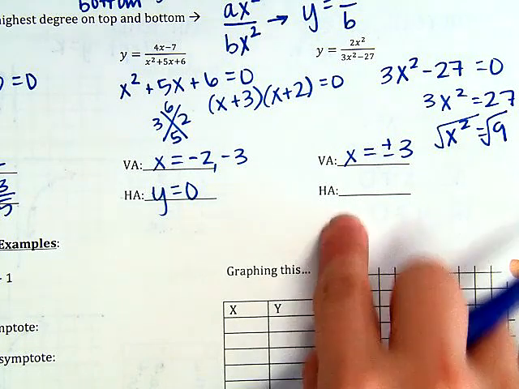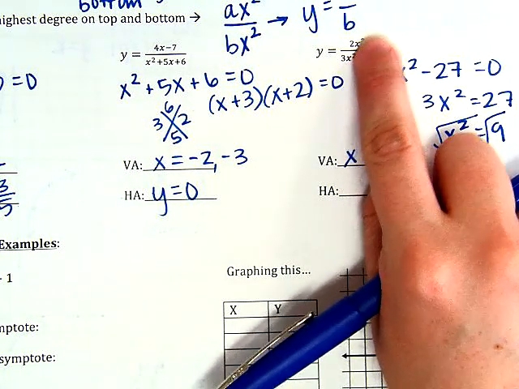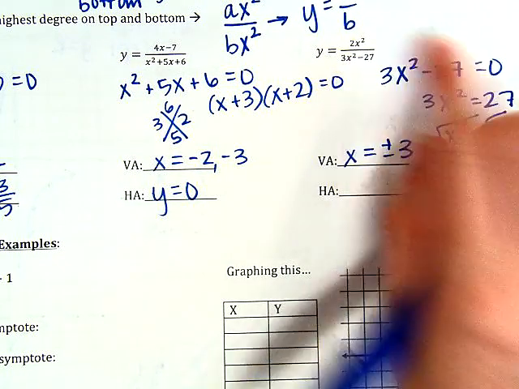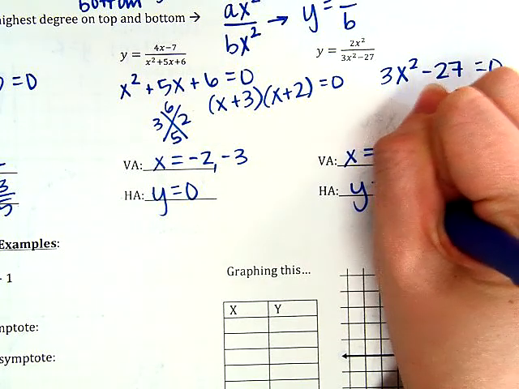Horizontal asymptote, my highest power is an x squared. It's on top and on bottom. They're equal. So that means I just look at the numbers in front and I get y equals 2 over 3.